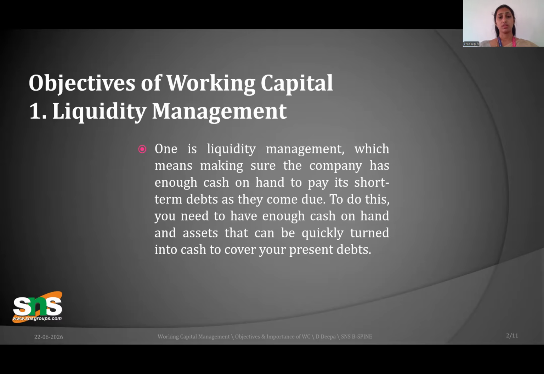So, objectives. The first one is liquidity management. Why? Working capital makes sure that the company has enough cash in hand. Without cash in hand, meeting short-term debts is not possible. So, this working capital should always have liquidity management, which means cash in hand. Whatever debts we have, for example, we may purchase raw materials from the suppliers. Only if you have cash, you can pay them or pay later. Anyhow, we need to have some cash in hand. That is actually called liquidity.